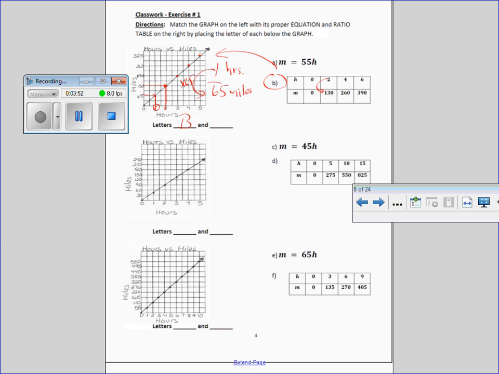Now we have to match up an equation. 1 hour, 65 miles. Which of these equations? This one, or this one? Which shows that after 1 hour, it's going to go 65 miles? Smiley. B. Once you've selected it, cross it out because it can't be used again. E and B is done.